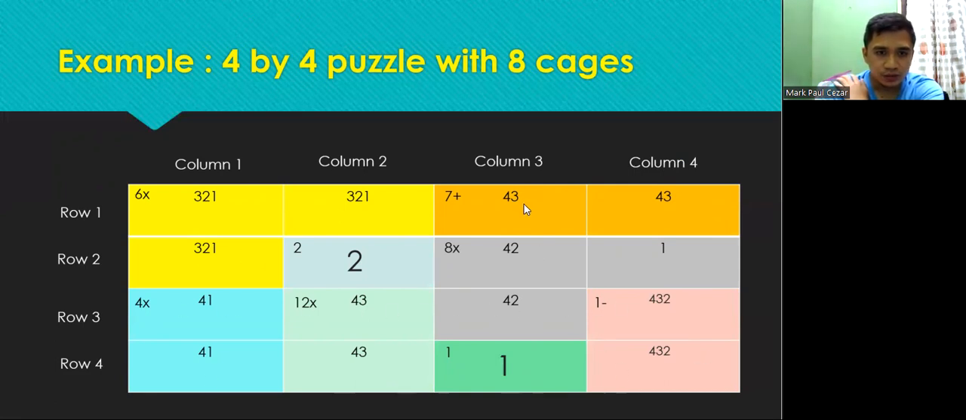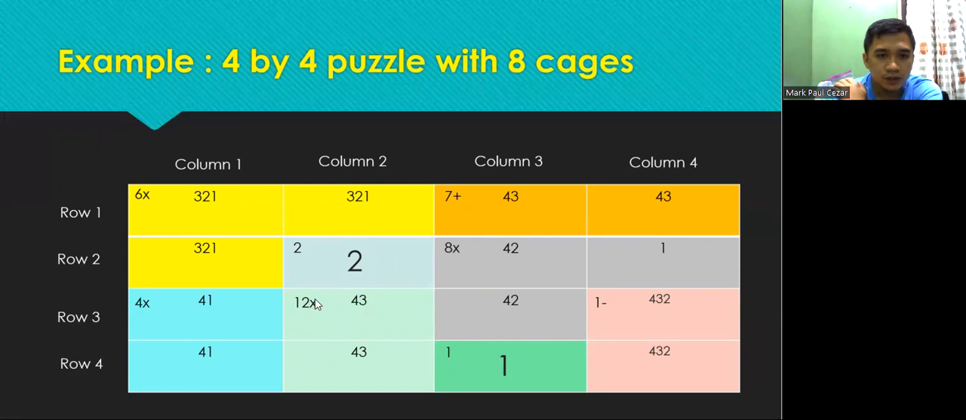So next, for our rule that a target number that consists of one cage and one box or one cell, we are just going to copy it. That's why I put the 2 here.